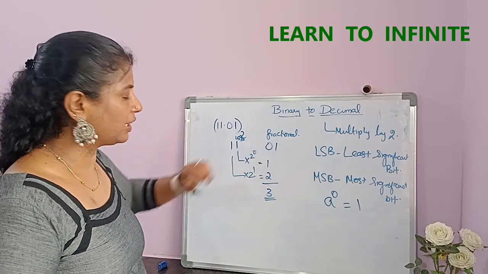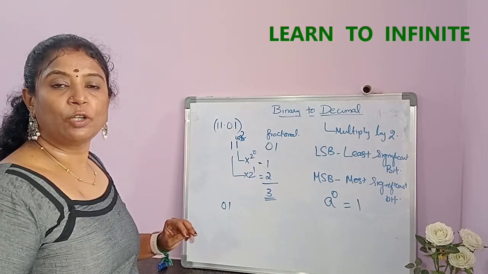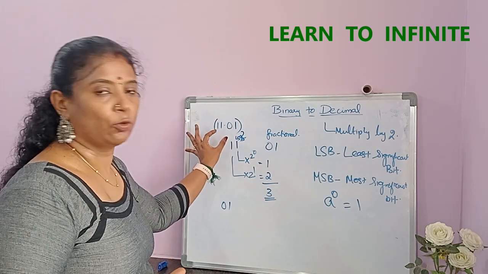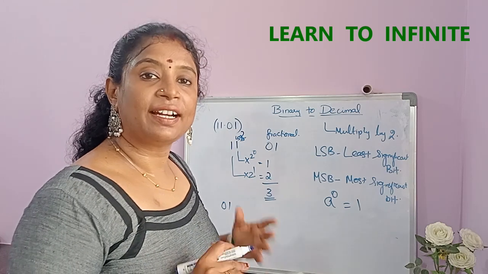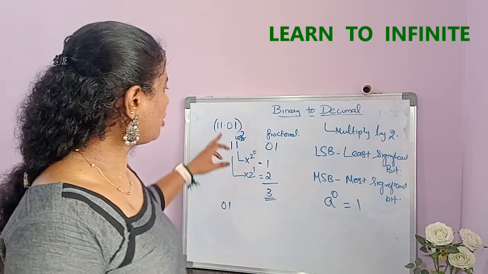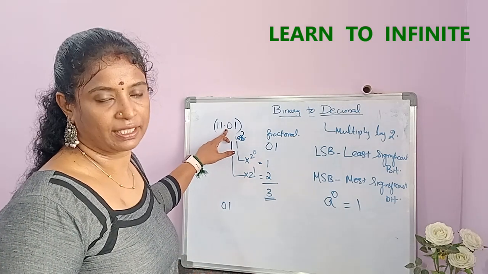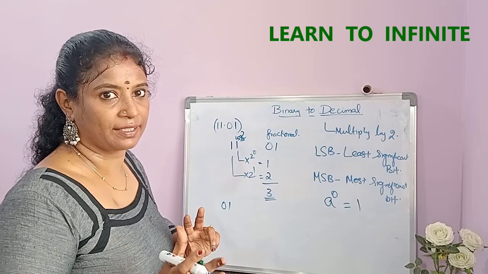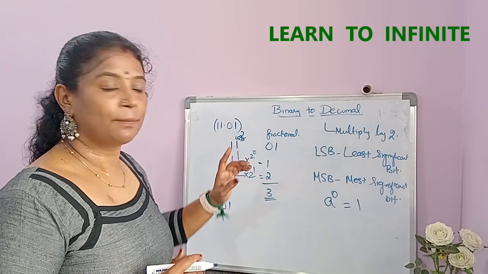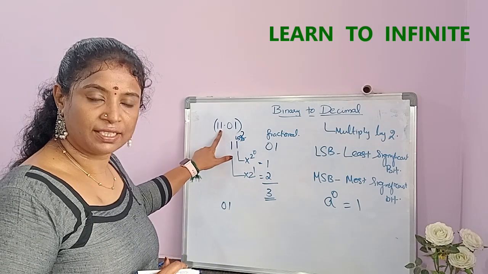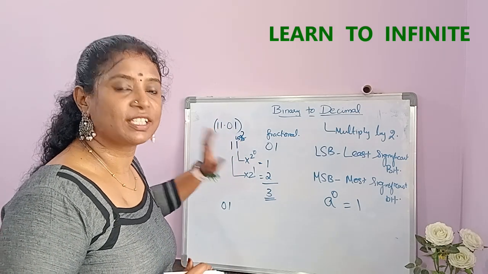Now we can concentrate on the fractional part. What is the fractional part? 0, 1. You have to note down, whenever you are concentrating on the whole part, you have to start from the LSB, that is the least significant bit. Whereas when you are concentrating on the fractional part, you have to take from the MSB, that is the most significant bit. That is the difference between the whole part and fractional part. Again, when you are taking the whole part, you start from LSB, least significant bit. When you are coming to the fractional part, you start from MSB, that is most significant bit.